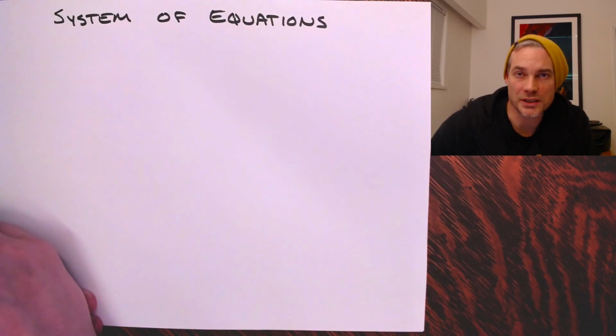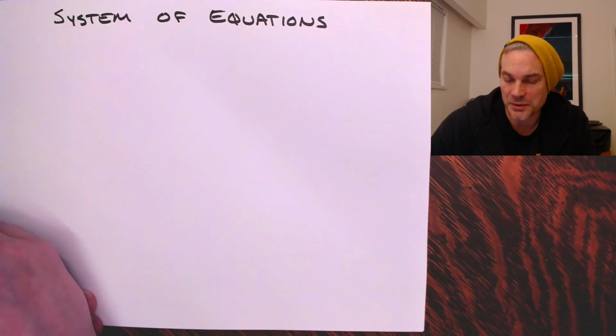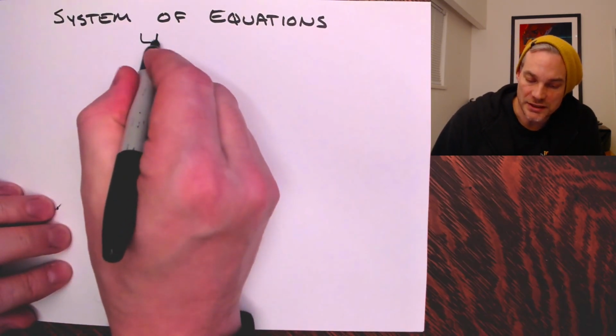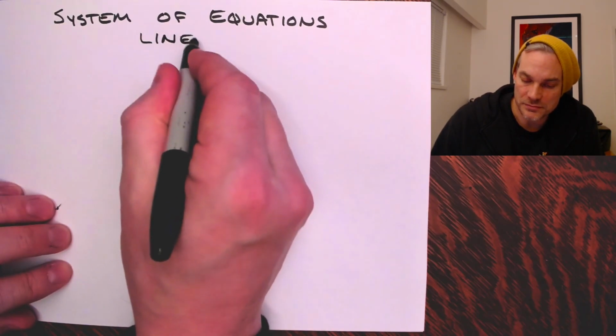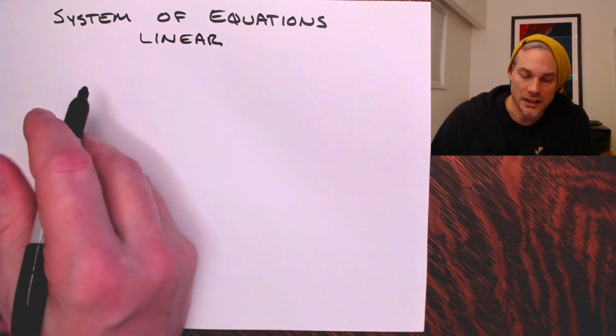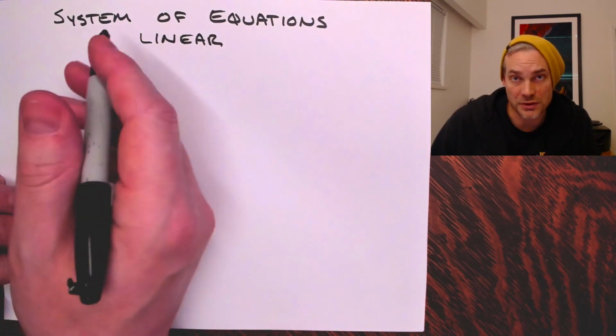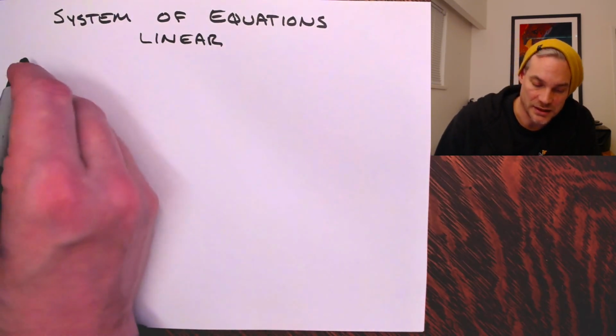Okay, so we're going to go over systems of equations and explain how to find the solution. In this case, we're going to go over a linear set. A linear set of equations could be two equations or more, so it just has to be at least two equations.